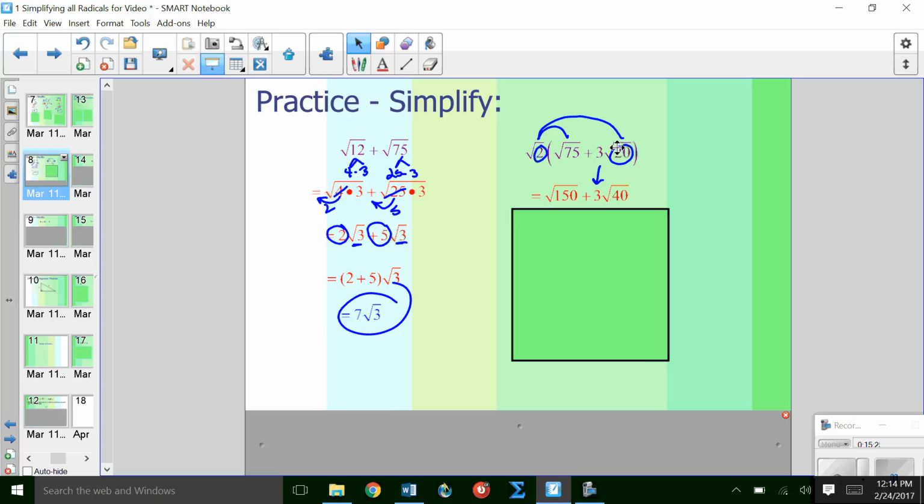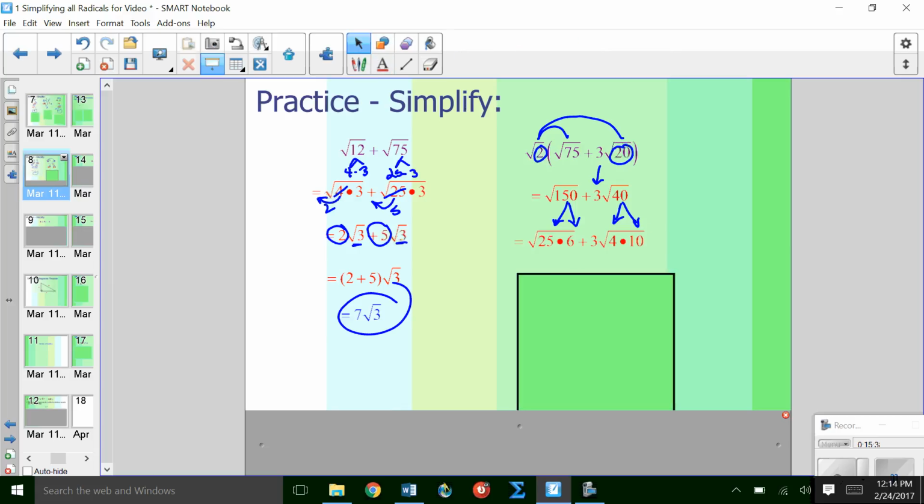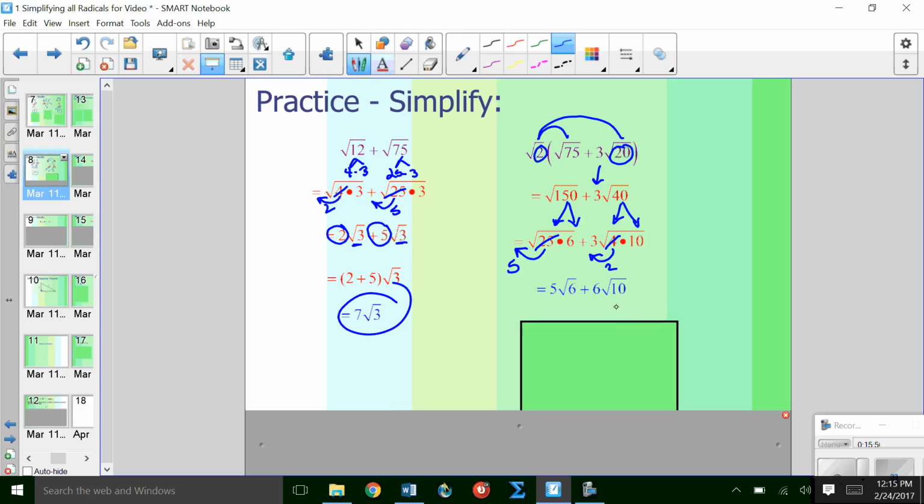The square root of 150 we've already seen today, and square root of 40 can break down to 4 times 10. So we find those perfect square factors of our numbers, and this will allow us to, again, pull out the 5 here, and square root of 4 will be 2 here. Now when I bring this 2 out, I'm doing 3 times 2, and that leaves us with 5 root 6 plus 6 root 10. At this point, we cannot go any further because what's under the radicals are not the same, so we're finished.